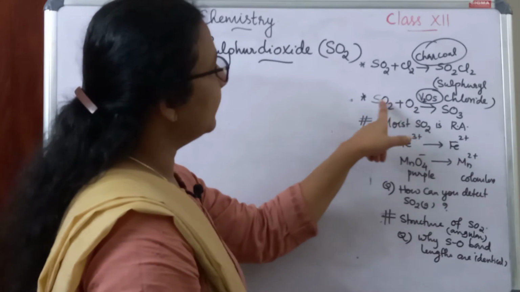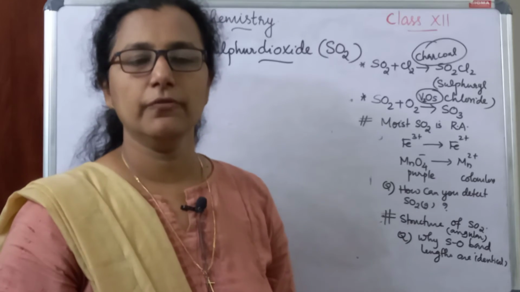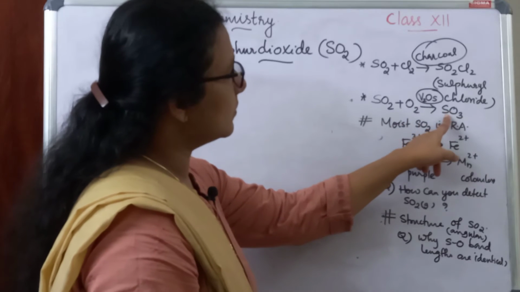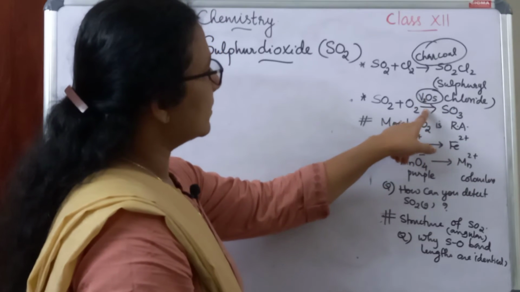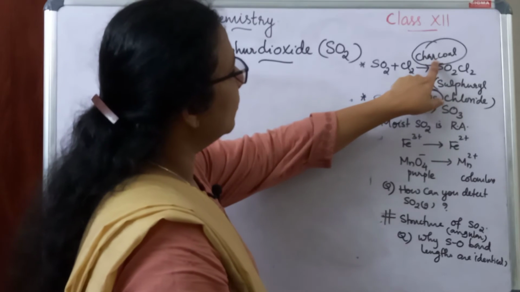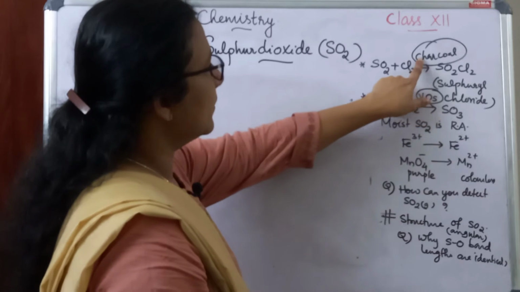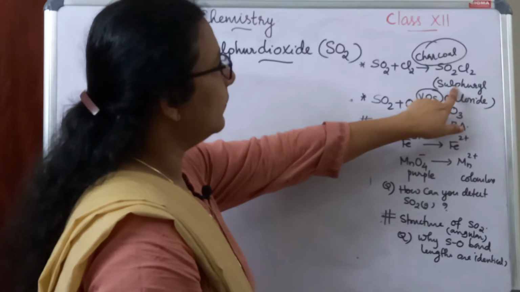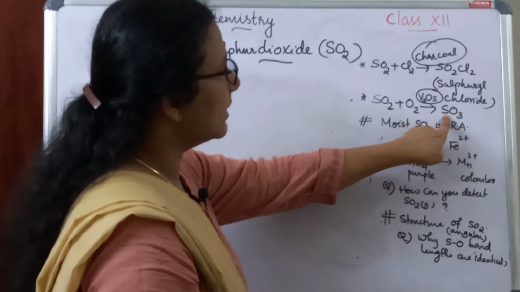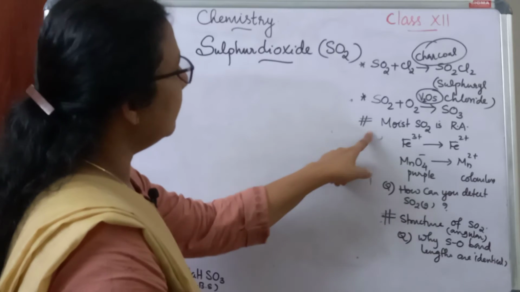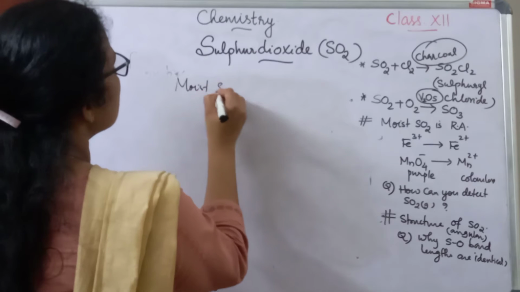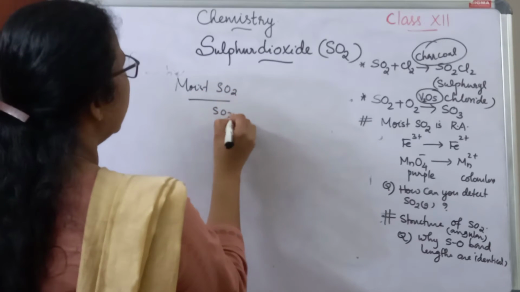This is actually an important step in the manufacture of sulfuric acid, which we will study later. So SO2 plus O2 gives SO3. So these two important reactions are to be studied. Here you have to remember the catalyst. The first one is charcoal, for sulfuryl chloride formation. The second one is vanadium pentoxide, V2O5, for SO3 formation. Then another important point is moist sulfur dioxide, that is, sulfur dioxide and water.